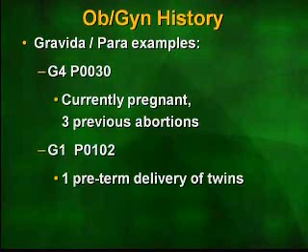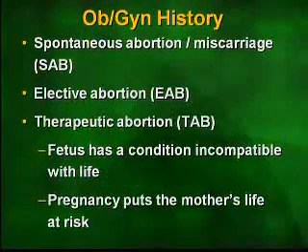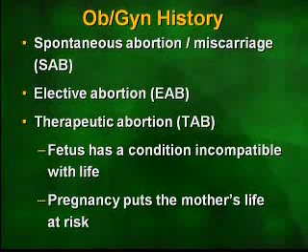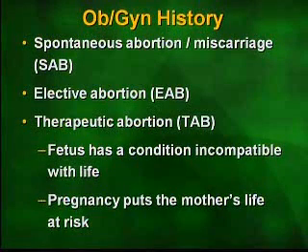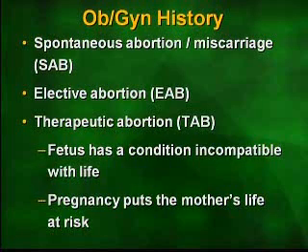Okay, and we want to kind of clarify too as far as what an abortion is. Okay, a spontaneous abortion is a miscarriage, and it can be denoted as SAB. An elective abortion is denoted as EAB. A therapeutic abortion is something that was done for a medical reason, where the fetus had a condition incompatible with life, or the pregnancy puts the mom's life at risk.